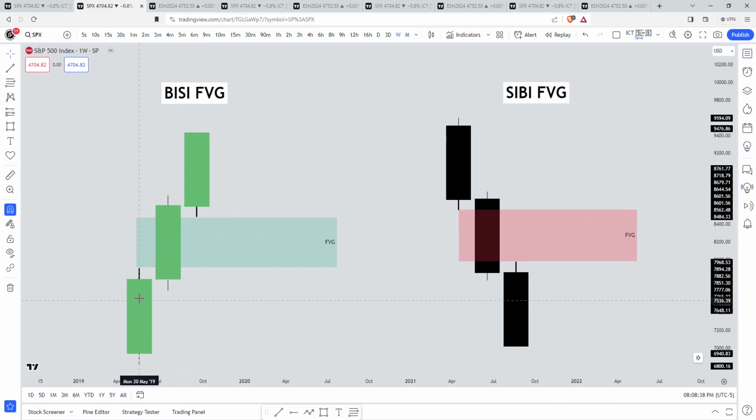So if you notice, this is candle number 1, this is candle number 2, and this is candle number 3. Candle number 1's wick, the high of that, and candle number 3 up here, the low of that wick, they don't touch. So between this candle wick's low and this candle wick's high, they're not touching. Only the body of candle number 2 traded through that area. That is the ICT fair value gap.